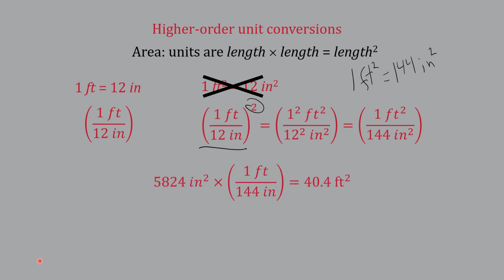So let's do an example. You could measure a room to have an area of 5,824 square inches. And you know that 1 foot, actually, this is incorrect. Put my squares here. And so here these square inches cancel out. And that will give me an area of 40.4 square feet. All right, so be on the lookout for this when you're talking about things that have a square or a cube in their units.